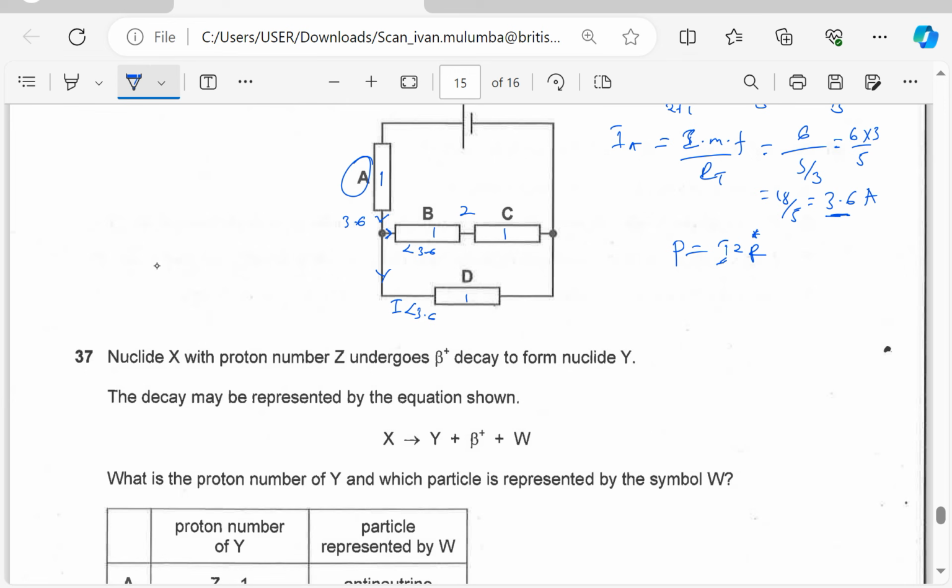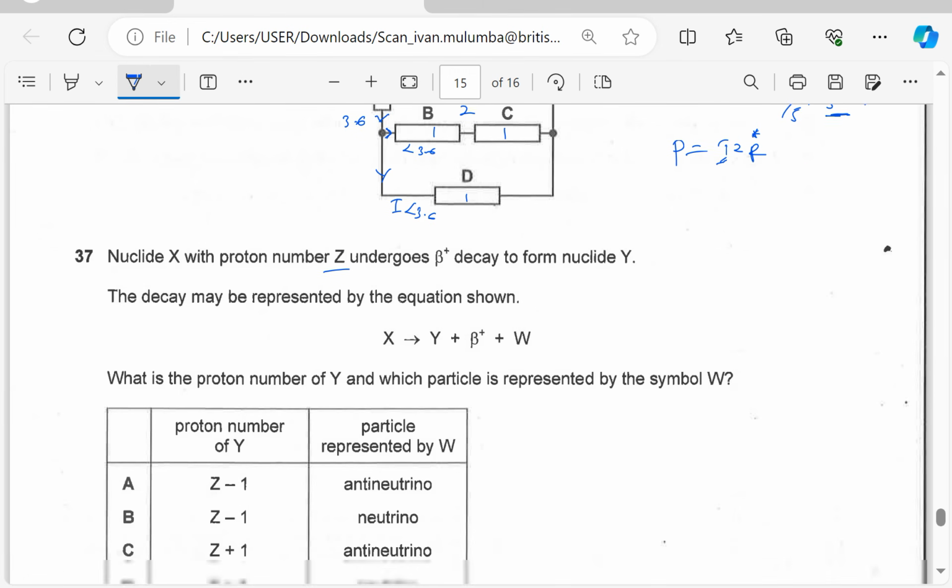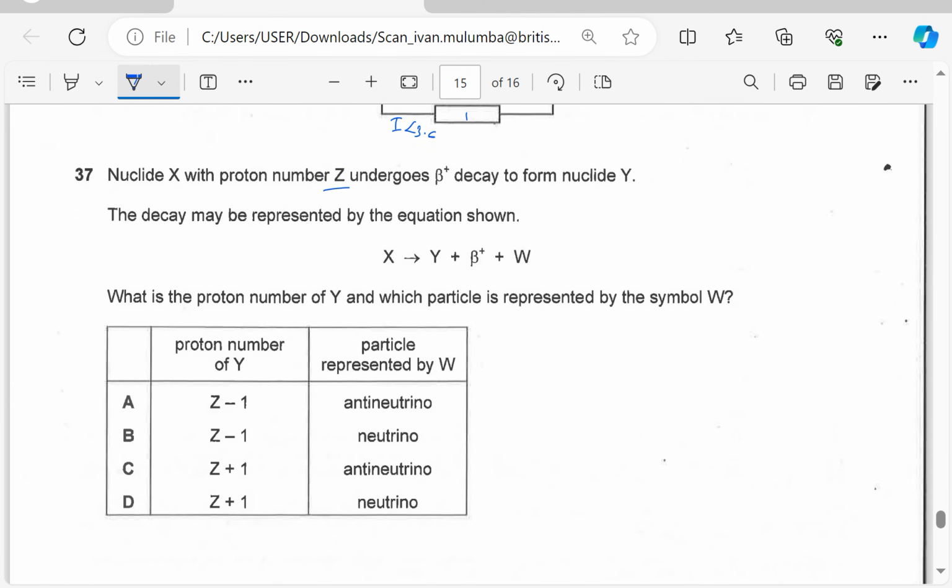Nuclide X with the proton number Z undergoes beta decay to form nuclide Y. So since this is accompanied by beta plus, W is supposed to be a positron. A positron is normally accompanied by an electron neutrino. So what is the equation here? So a proton, which is represented like that, is becoming a neutron, which is represented like that, plus Y plus beta.